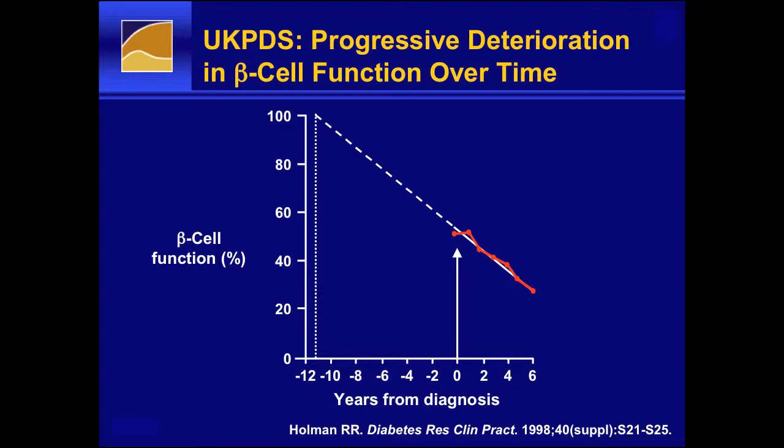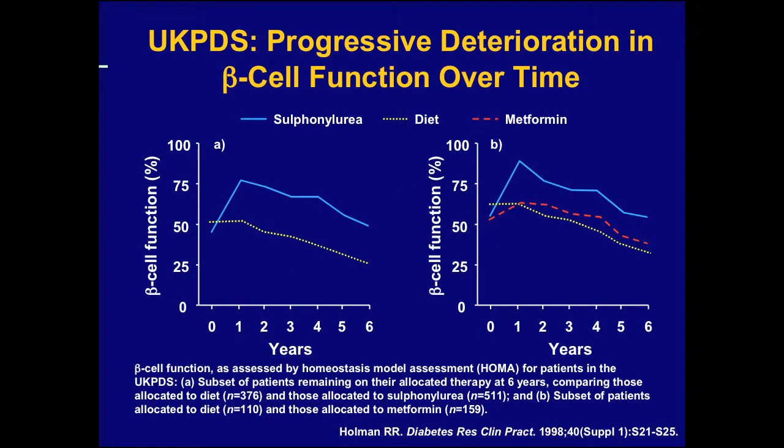This is what happens over time. Here is the diagnosis of diabetes, and note that beta cell function is already decreased by 50%. And over time, it continues to decrease, and of course, that's the reason why we can treat type 2 diabetes easily in the beginning with one pill, then we require 2 pills, sometimes 3 or 4 pills, and eventually insulin, because beta cell function continues to decrease. And unfortunately, there is very little we can do to stop that process, at least at the present time.